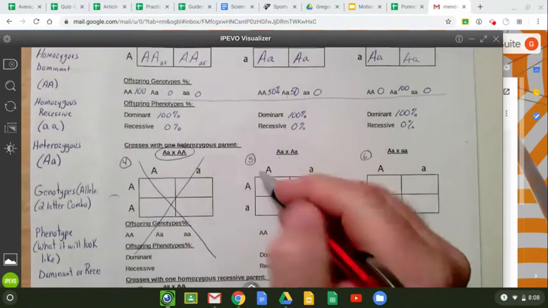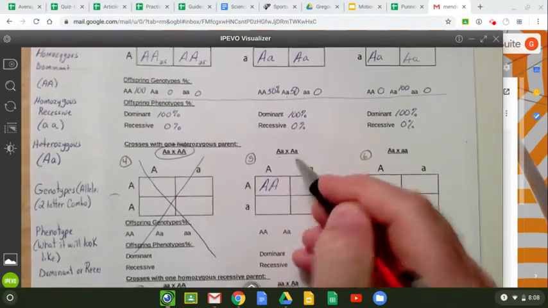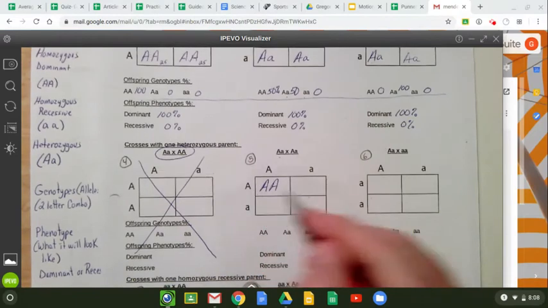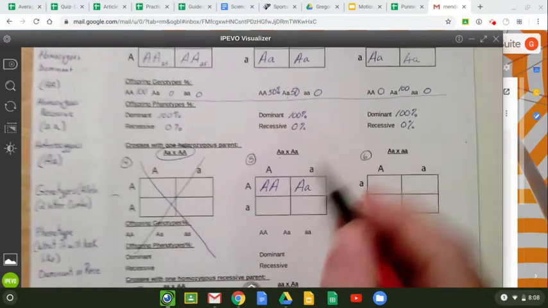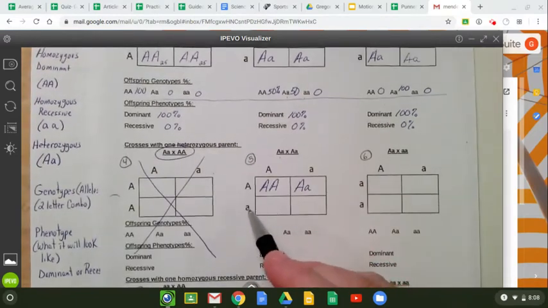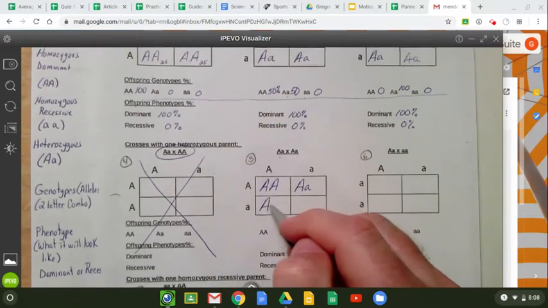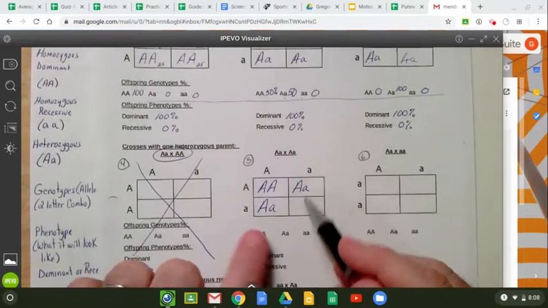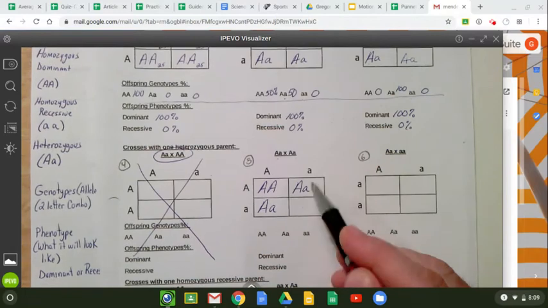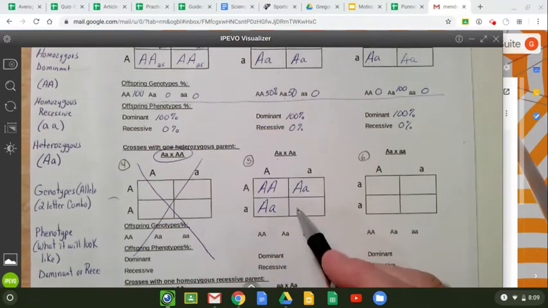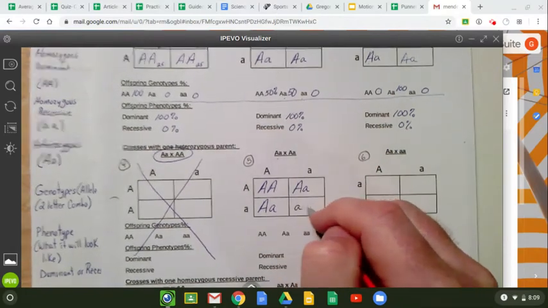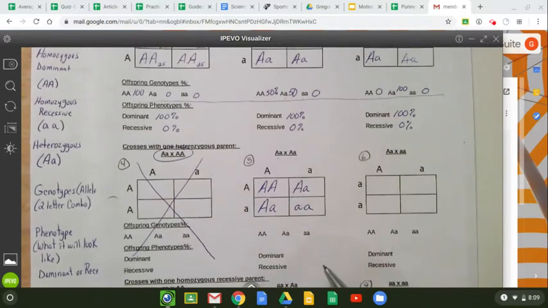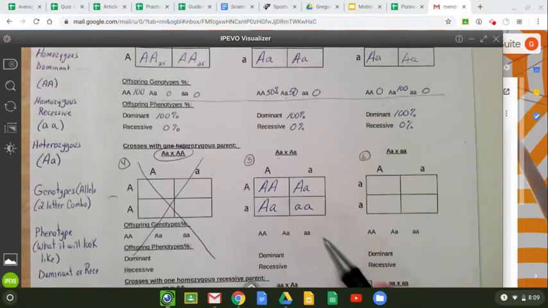All right, we fill in the squares. This square we have capital A, capital A. Over here we have heterozygous. Here also heterozygous. And down here in this right-hand box, we have lowercase a, lowercase a. Now, we haven't seen that one yet. All right, homozygous recessive. All right, so we want to know the genotype percentage.